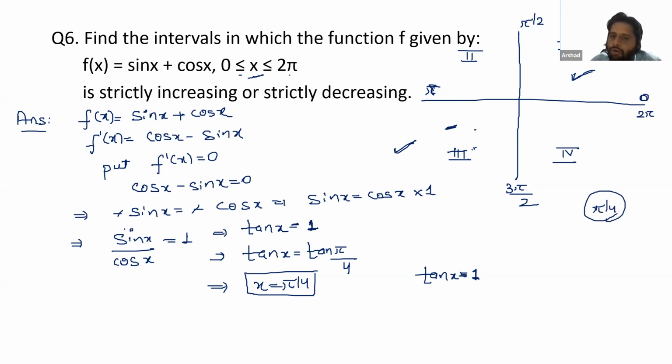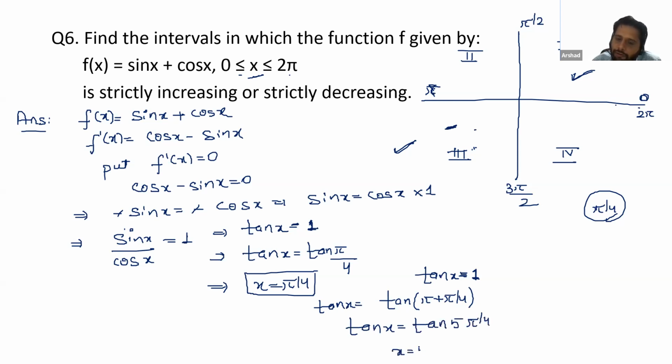So what will happen? We will always use pi and 2 pi. Whenever you need an angle in any quadrant, we use the concept of pi and 2 pi. Here we need the angle in the third quadrant, so we will add pi by 4 to pi. We write tan of pi plus pi by 4. Tan x is equal to 1, and this is tan 5 pi by 4. So x is equal to 5 pi by 4.